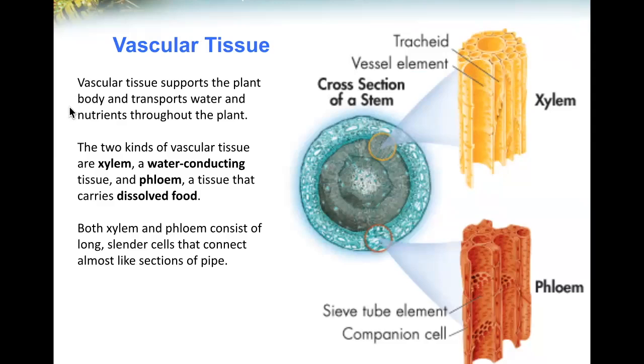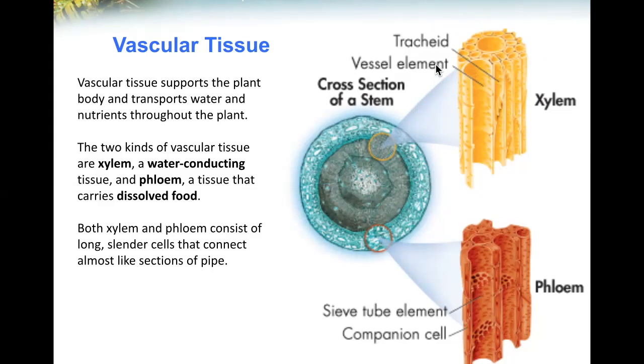Vascular tissue supports the plant body and transports water and nutrients throughout the plant. The two kinds of vascular tissue are xylem, a water-conducting tissue, and phloem, a tissue that carries dissolved food. Both xylem and phloem consist of long, slender cells that connect almost like sections of pipe.